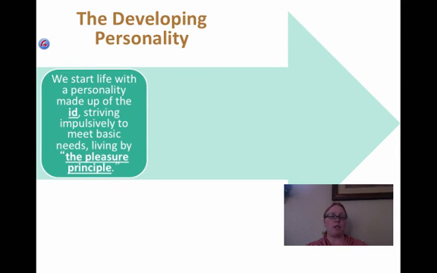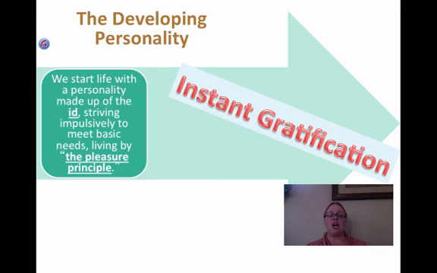Now, how does this lead to the developing personality? Well, we start life with a personality made up of the id, striving, impulsive, to meet basic needs, living by this idea of the pleasure principle. So the id very much is caught up with the pleasure principle. Think little kids: I want it now. You can't reason with them about something they want right then and there. It's all about instant gratification for them.